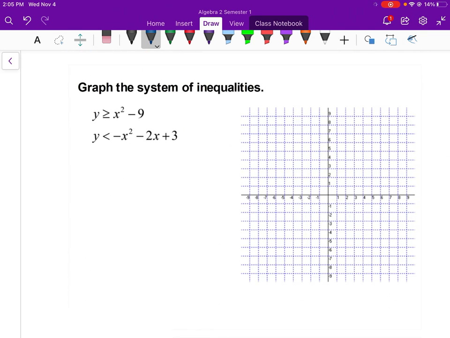So systems of inequalities now. Again, with systems, we're going to have multiple inequalities, and then we're going to look for the overlap of the shading. So let's go ahead and in the first one, figure out our vertex. We'll do that one in black. So our vertex for that one, again, negative b over 2a. Let's go ahead.